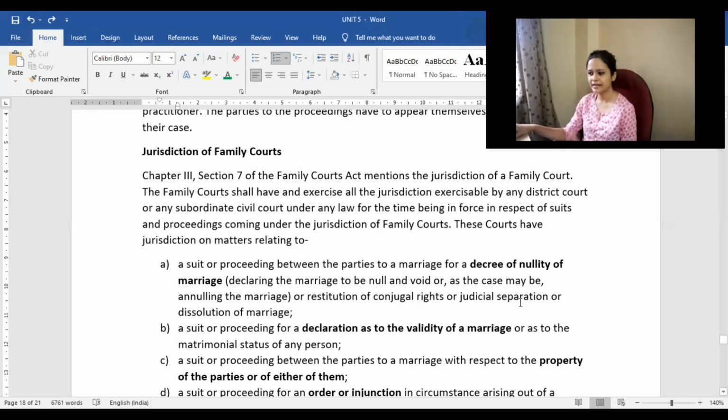Then we have judicial separation and dissolution of marriage. So what is the difference between judicial separation and dissolution of marriage?